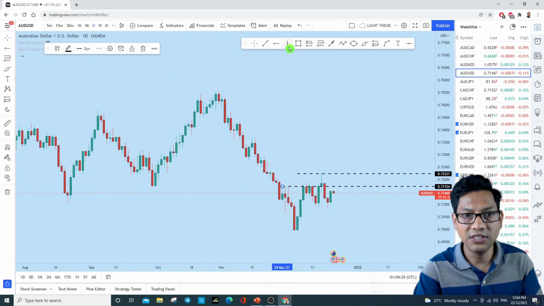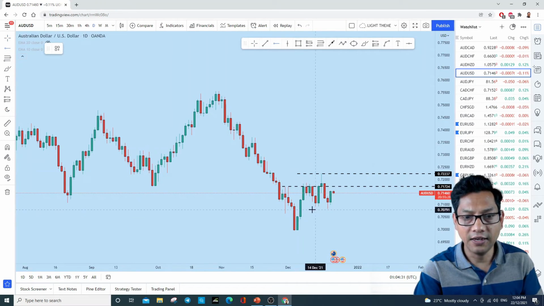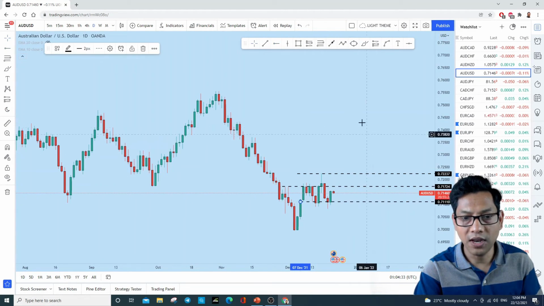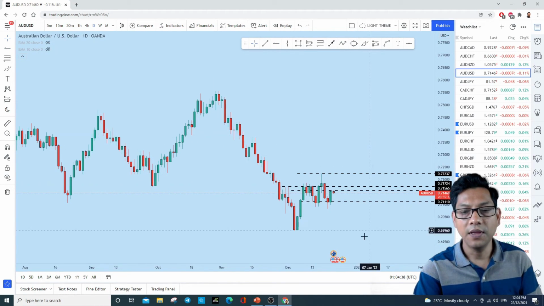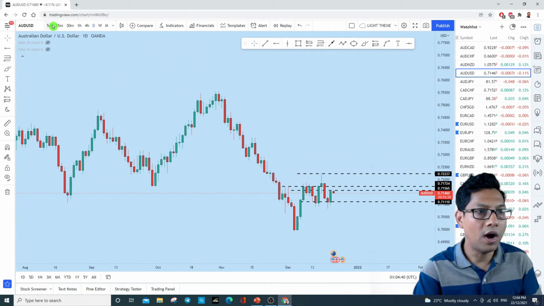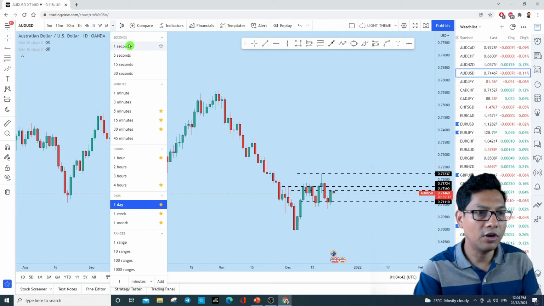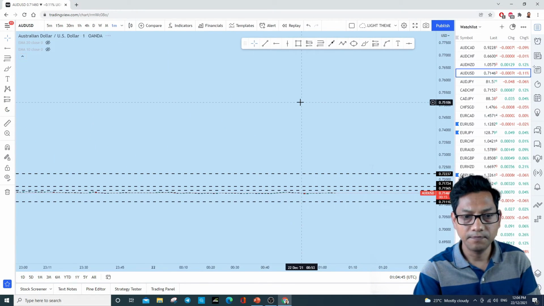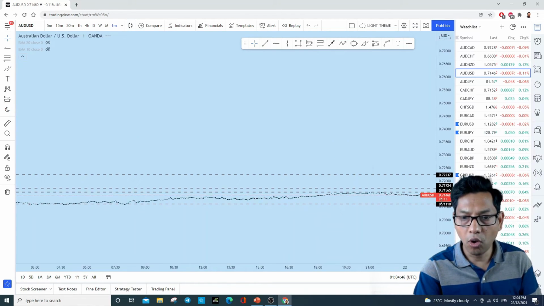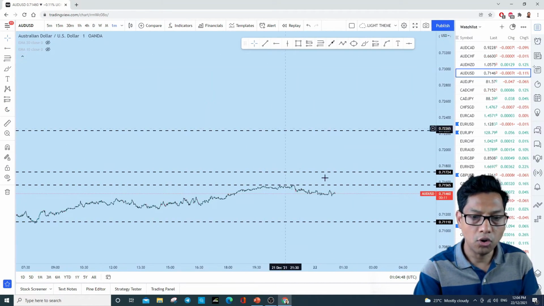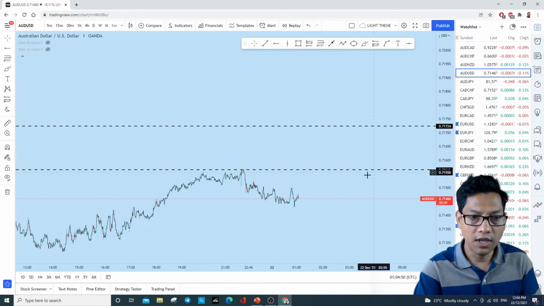This is another resistance, and say this is a support level. This is the daily high. Okay, now you've got the lines. Now go to the 1 minute time frame. If you want to trade on the 1 minute, go to the 1 minute. Now you have all these levels drawn on your chart.